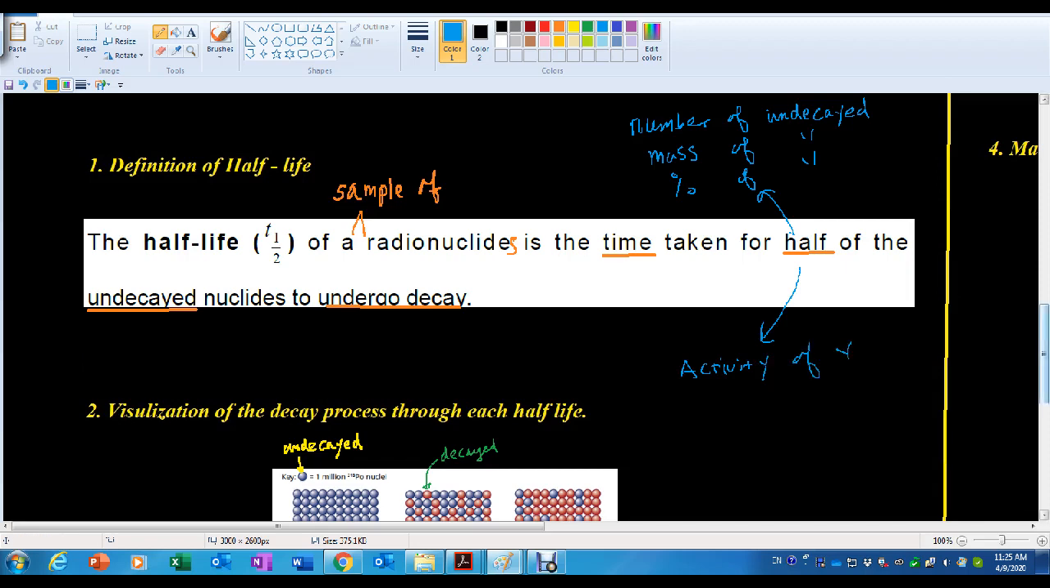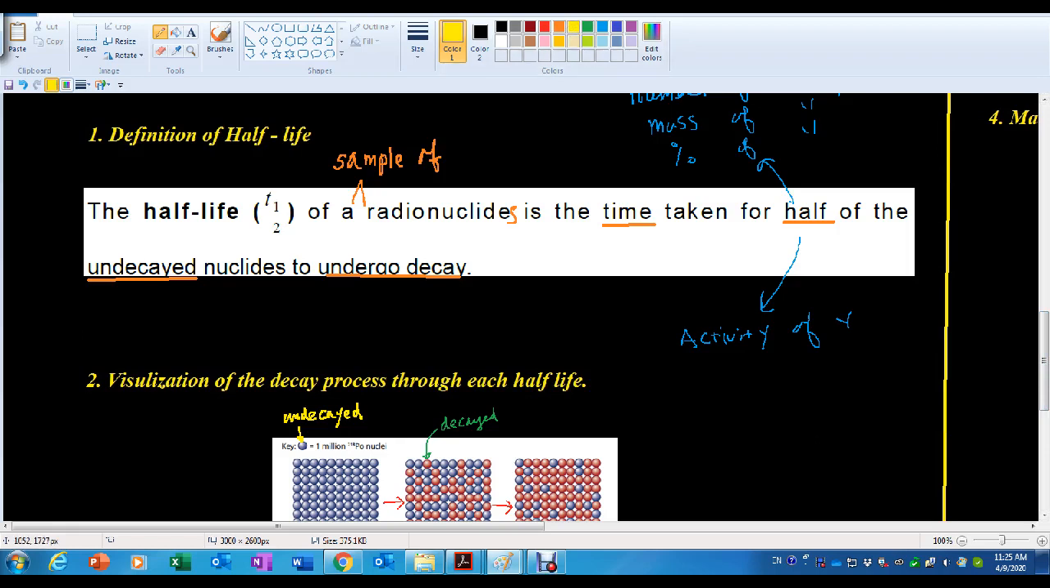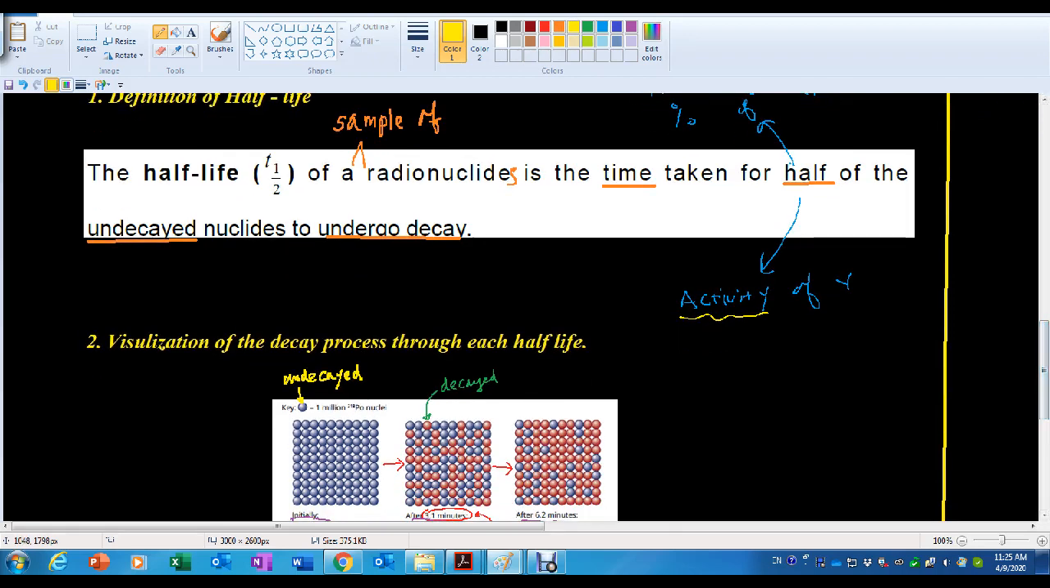Okay, so possibly I need to explain this a little bit more. Why would the activity of the samples also be halved? Activity means the number of radiations emitted per unit time. So when you get less and less undecayed nuclides, the number of radiations will drop as well. So we know that activity is directly proportional to the number of undecayed nuclides.